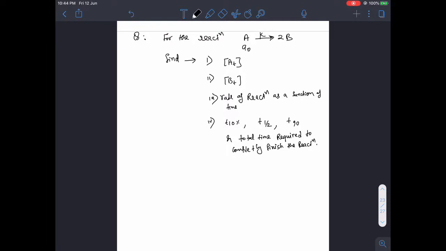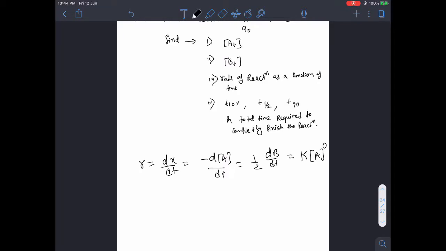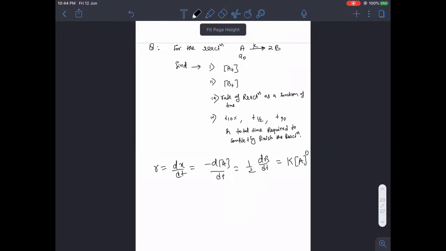So how to do it, guys? You first write the rate expression. R is equal to dx by dt, which can also be written as minus dA by dt, which can also be written as 1 by 2 dB by dt, which is equal to K into A to the power 0, because it is a zero order reaction. Now, just look at this reaction.